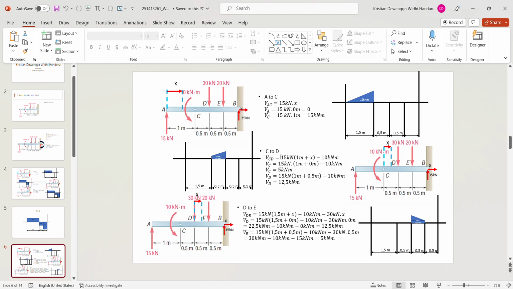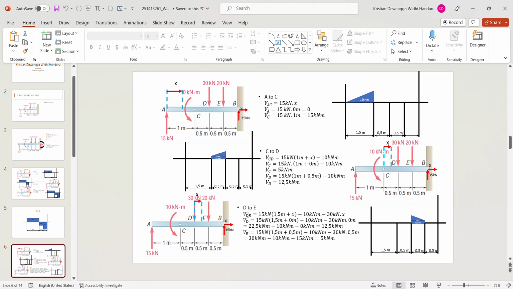And then from the C to D, we got this equation, 15 kilonewton times 1 meter plus, in bracket, X, minus 10 kilonewton. So we got it from the C, 15 kilonewton times 1 plus 0, because X is from 0 in here, and then minus 10 kilonewton. So we got the VC is 5 kilonewton meter, and then for the VD is 15 kilonewton times 1 meter plus 0.5 meter minus 10 kilonewton meter. So in VD we got 12.5 kilonewton meter. So this is the diagram.